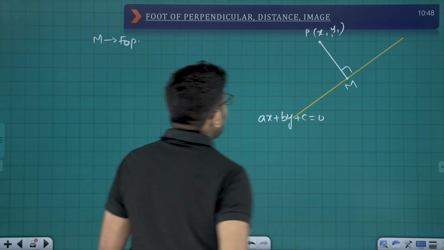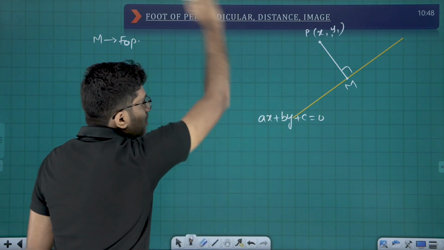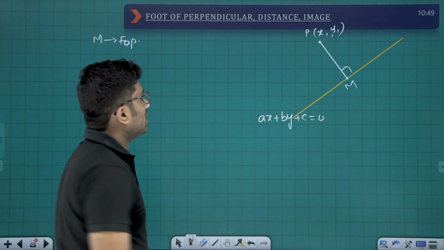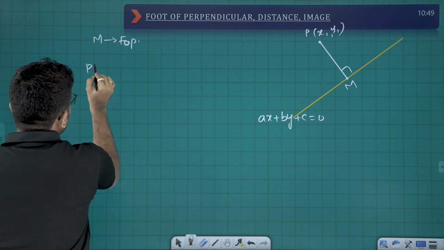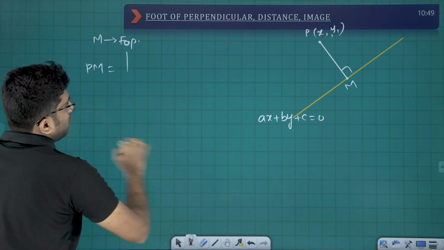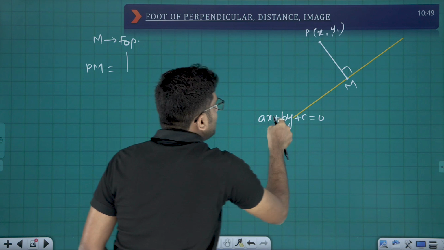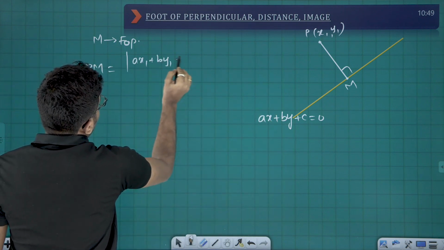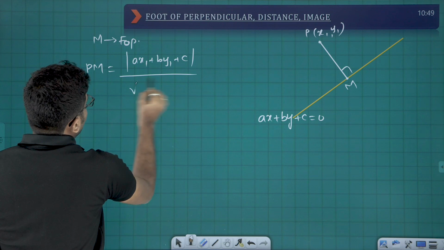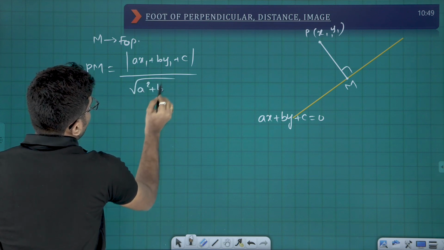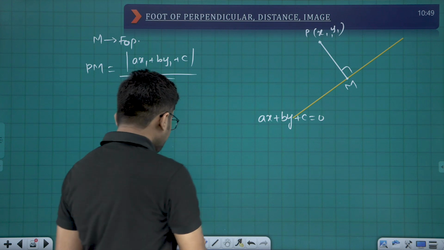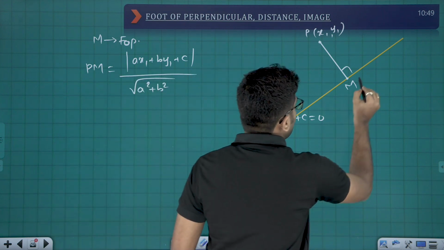And now, length of the line segment PM is called as distance from point P to the given line. So PM is equals to modulus of, we substitute point in this line, mod of ax1 plus by1 plus c divided by under root a square plus b square, perpendicular distance from a point to given line.